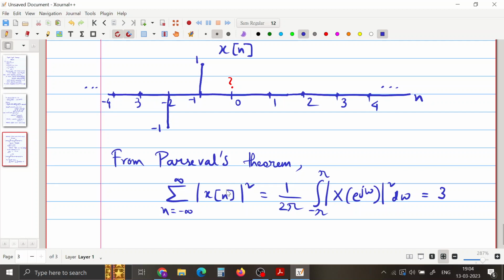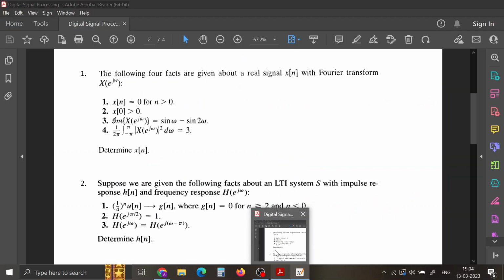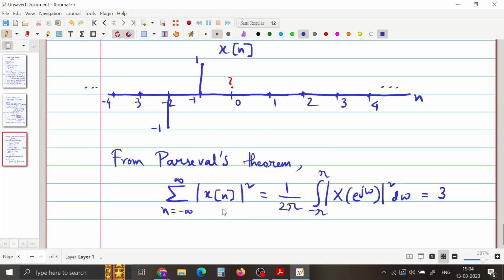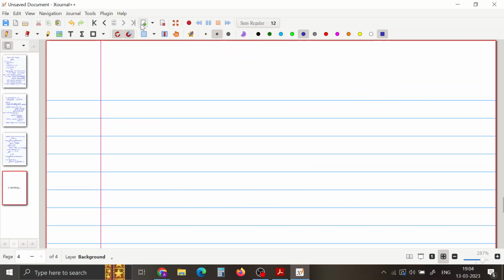So x of n has non-zero samples only at n equals minus 2, minus 1, and at 0. At 0, we don't know the value, but it's some positive value. That's all we know. It is non-zero at least. So we need to do this summation only for these 3 terms, at n equals minus 2, minus 1, and 0. So let's do that. I'm going to the next page.